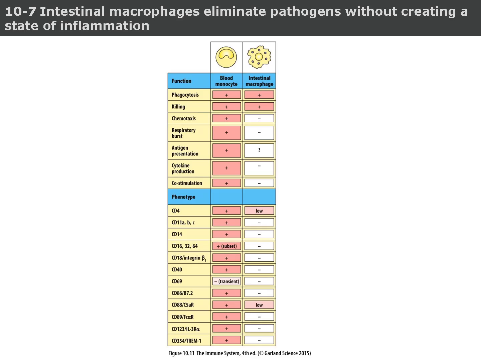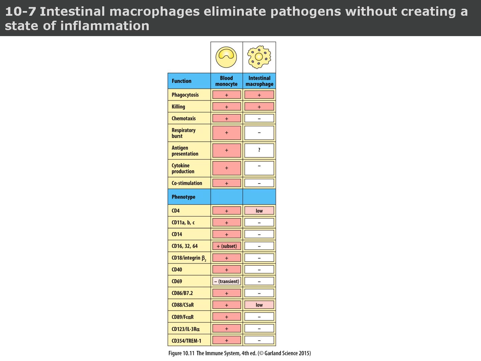This chart compares the characteristics of blood monocytes with intestinal macrophages and highlights how immune responses differ between the bloodstream and the gut. Blood monocytes are pro-inflammatory. They exhibit strong phagocytosis, killing ability, chemotaxis, and respiratory burst activity. They also engage in antigen presentation and produce cytokines, actively contributing to co-stimulation and the escalation of immune responses.